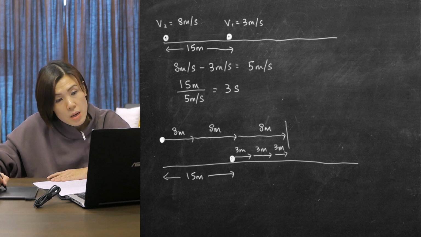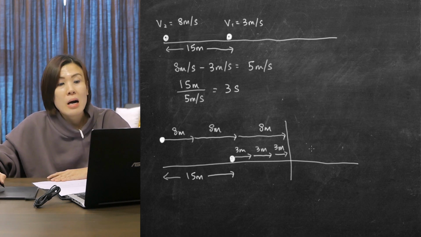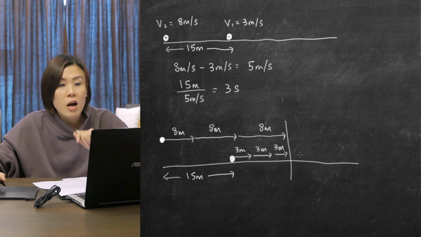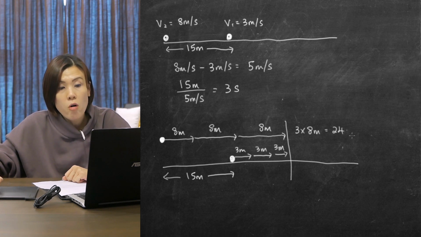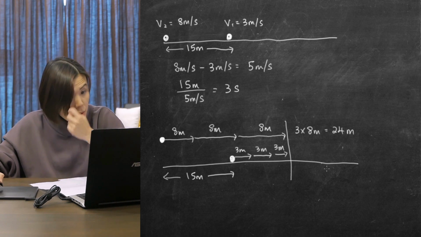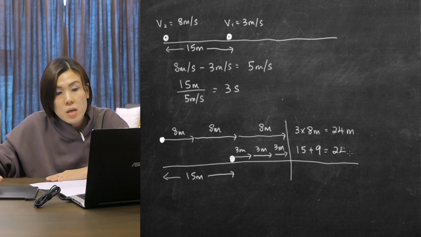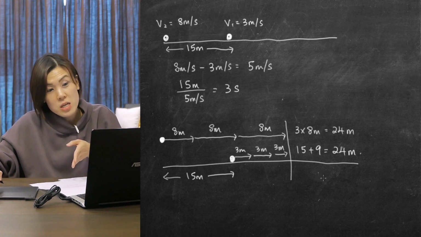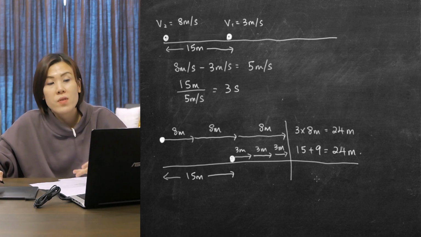And we can see that at this time, the distance of the two objects from the starting point are the same. The second object has traveled 3 times 8, which means it is 24 meters from the starting point, whereas the first object is also 15 plus 9, which is also 24 meters from the starting point. Since they have the same distance from the starting point, they are in the same position. This is the time that the second object catches up with the first object.